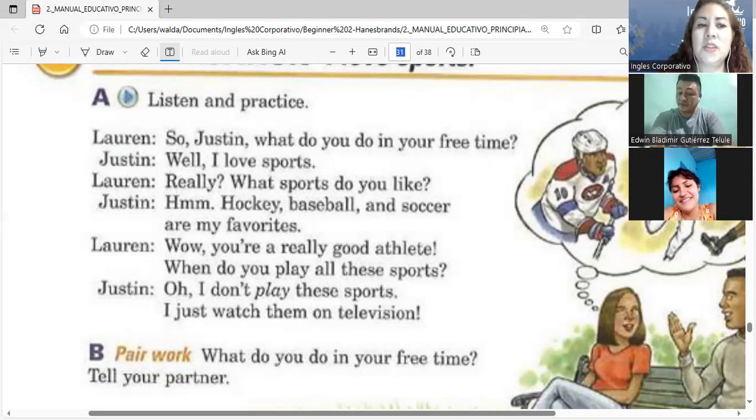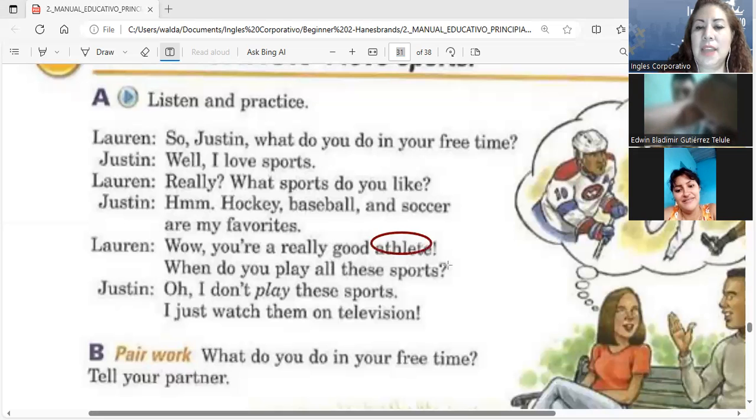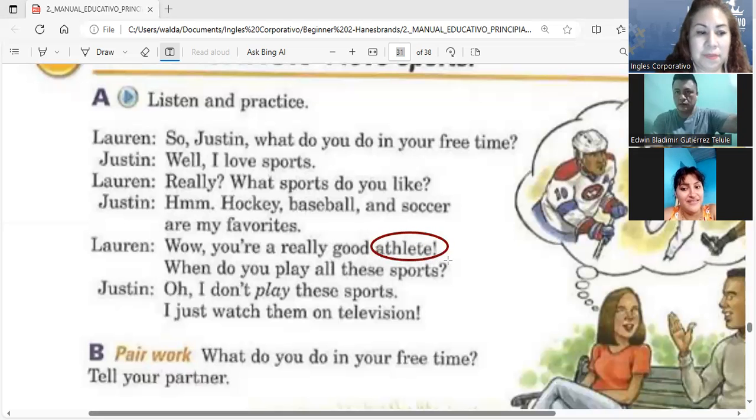Okay, so this word here is actually pronounced athlete. Athlete. Yes. Good. All right. Excellent. How about if we change now? Justin, you can be Justin, and Edwin, you can be Lauren.